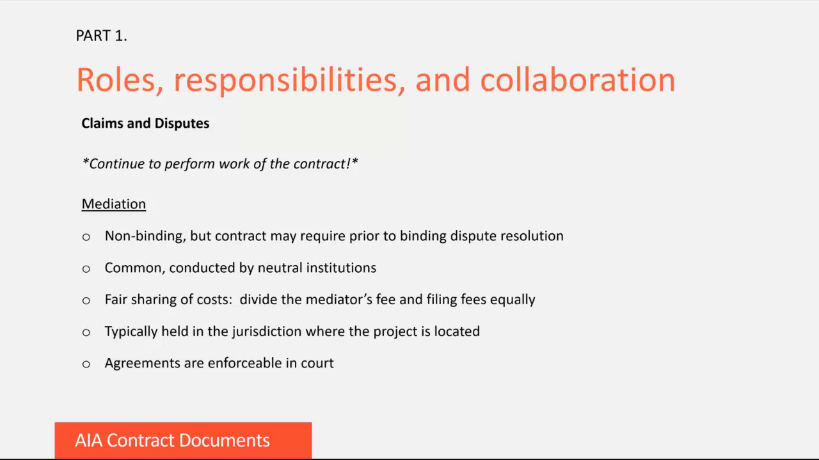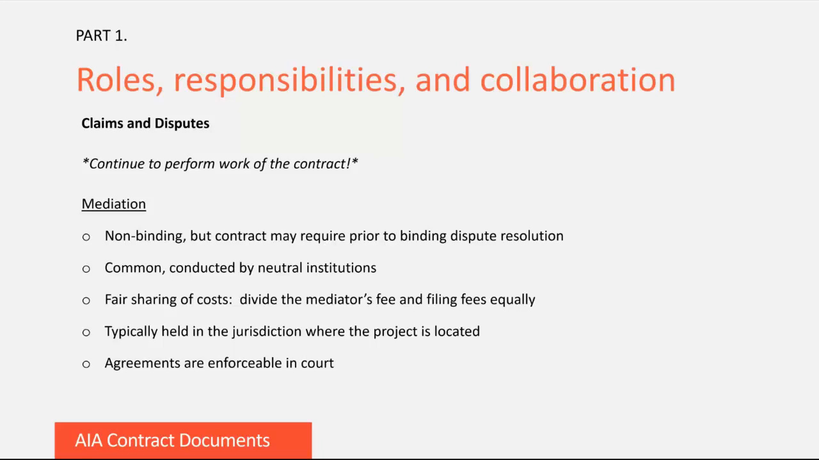As claims arise, it's important to continue performing work while resolution of the claim is pending, and it's also important to continue being paid for work performed. So there are a few paths to formally resolving a claim, namely mediation, arbitration, and litigation in the courts. Mediation is not binding, but it can be a condition precedent to binding dispute resolution, which would be arbitration or litigation. The big reasons why parties choose mediation is because it's the most cost-effective option and the fastest way to resolve a dispute.